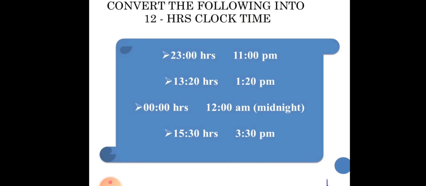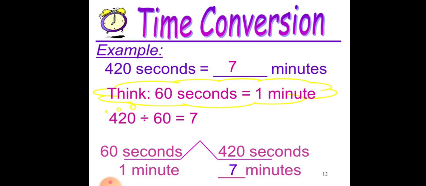So let's move forward. Time conversion. When we say 420 seconds is equal to 7 minutes, that means seconds are converted into minutes. That means 1 minute is equal to 60 seconds. So 1 second is equal to 1 upon 60. That means 420 multiplied by 1 upon 60, so we'll get 7 minutes.